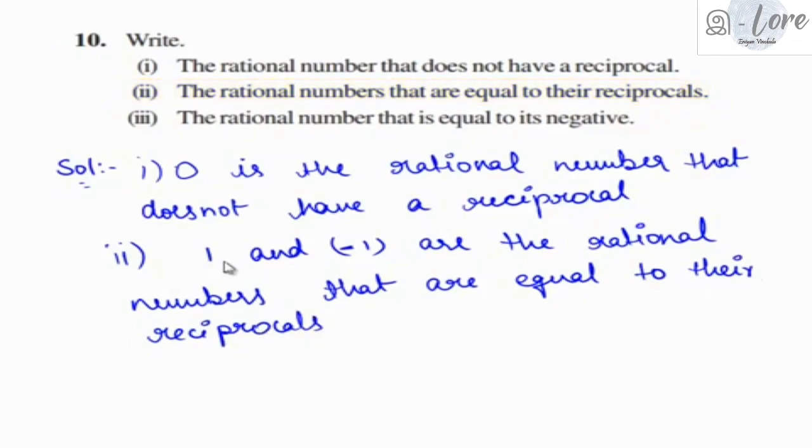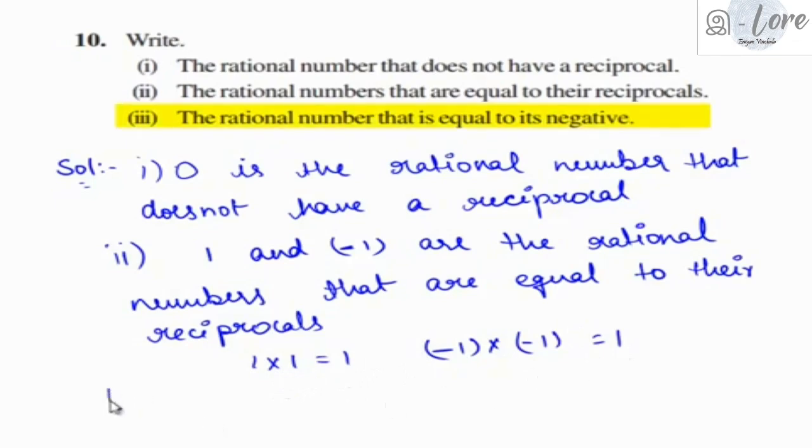What is the reciprocal of 1? 1. What is the reciprocal of minus 1? That's also minus 1, because 1 into 1 is equal to 1 and minus 1 into minus 1 also gives the answer 1. So 1 and minus 1 have the multiplicative inverse as 1 and minus 1 itself.